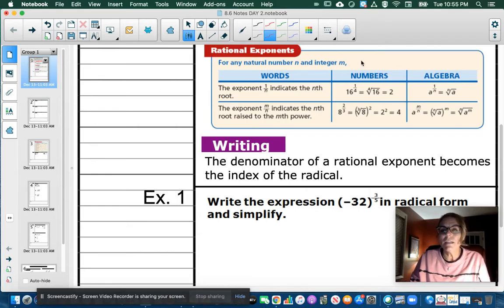What we're going to find is the denominator of a rational exponent becomes the index of the radical. Like right here, 8 to the 2/3. The index is the 3. We take the third root of 8, and then we square it.